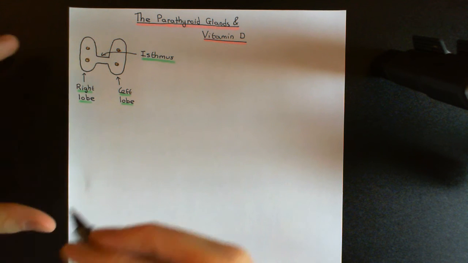Okay, so the function of the parathyroid glands is that they continuously measure the blood calcium level, and if the blood calcium level goes too low, i.e. you become hypocalcaemic, then they are going to start releasing a hormone, and that hormone is known as parathyroid hormone.